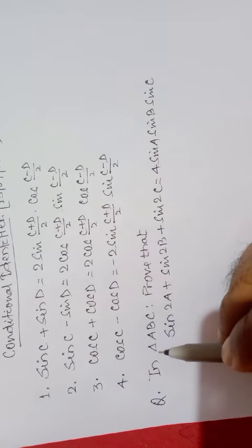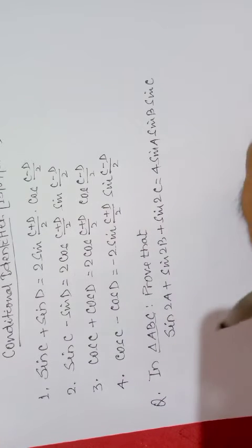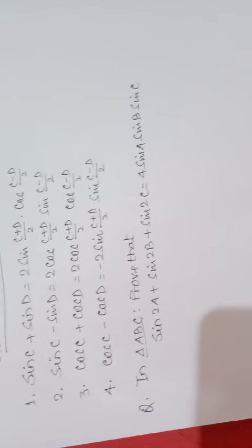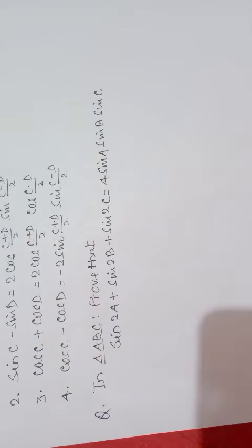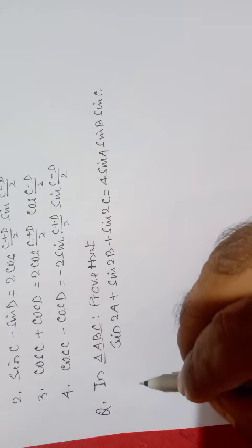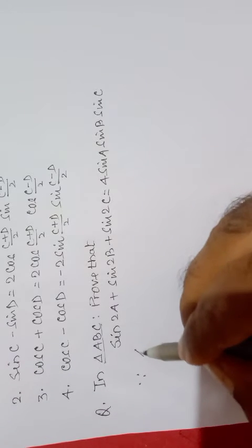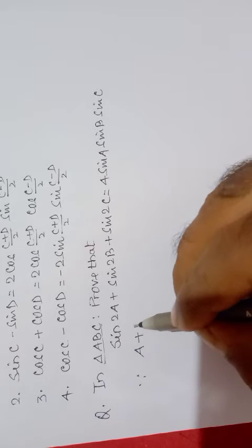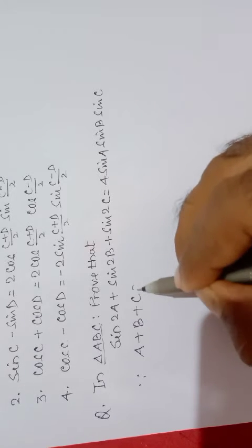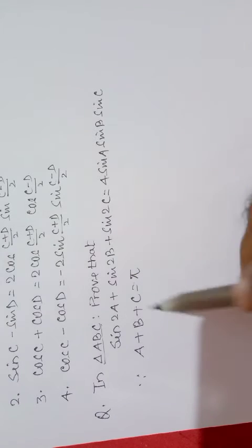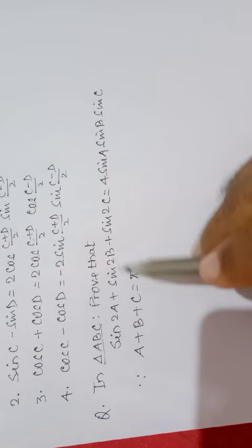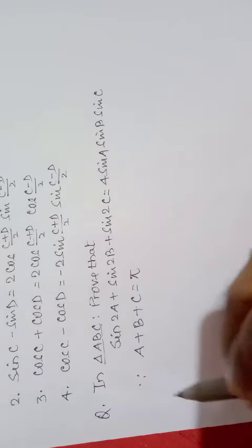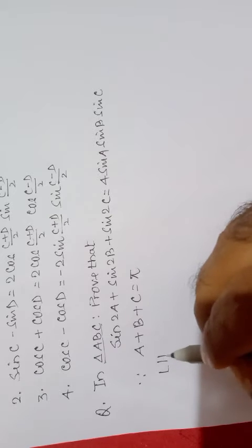It is given that ABC is a triangle, meaning A, B, C are angles of triangle ABC. It means angle A plus angle B plus angle C is equal to pi. You know the sum of angles within a triangle is 180 degrees. Now we start from the LHS.